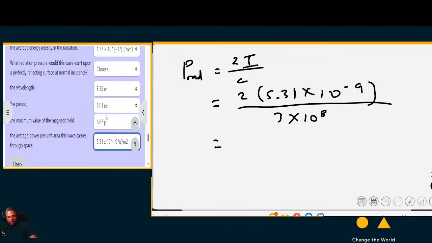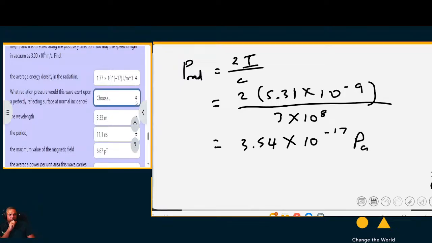And that, ladies and gentlemen, gives you an answer of 3.54 times 10 to the 17 Pascal. Remember, we're still on pressure and it's in SI units. So 3.54 times 10 to the 17 Pascal.